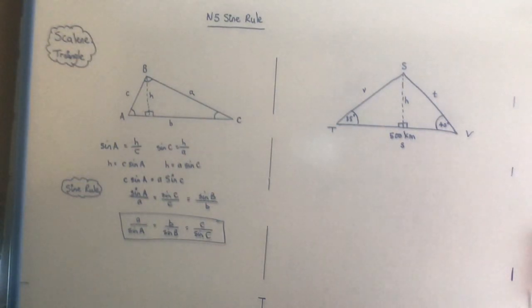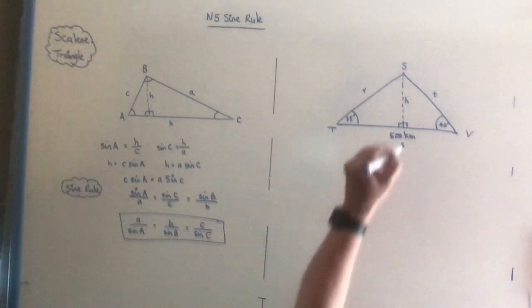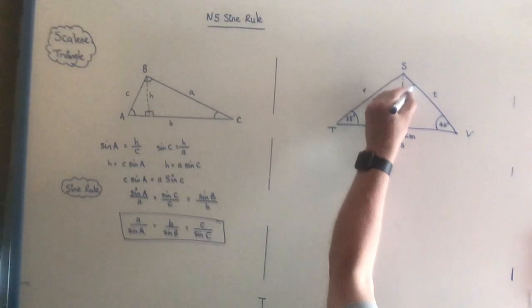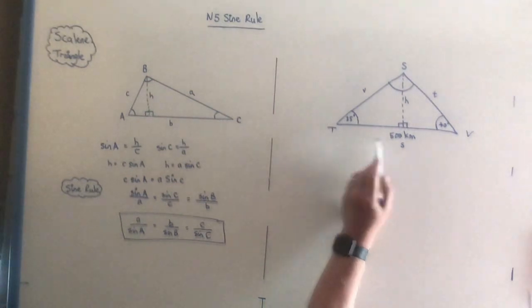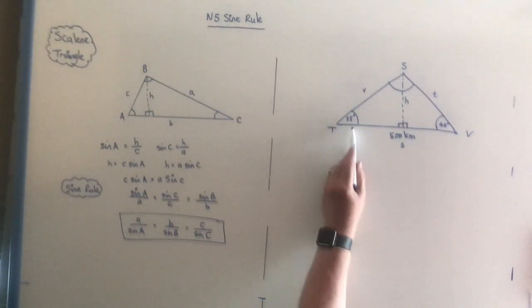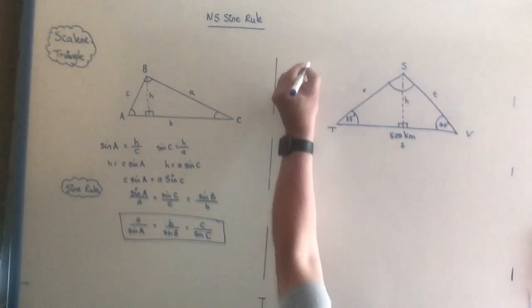Well, let's see. First thing I'm going to do, I think, is find this angle here. Okay, this big angle here. Well, it's got to be 180 minus 40 and minus another 35. So I'm going to do this wee calculation here.